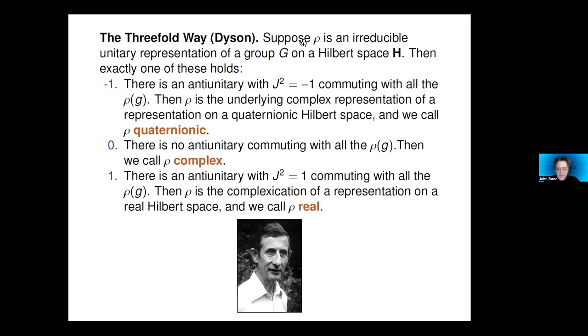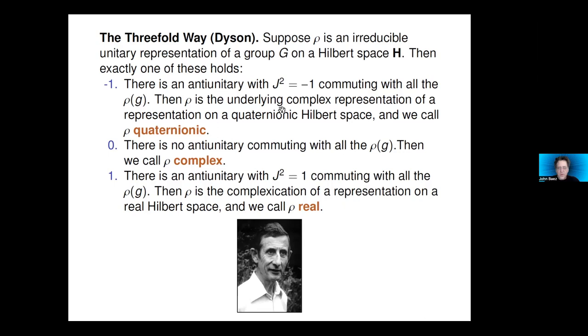So suppose rho is an irreducible unitary representation of a group G on the Hilbert space H, then there are three possibilities, which are mutually exclusive. So only one of these could be true, and one of them must be true. So there's either an anti-unitary operator with J squared equals negative one that commutes with all the rho g, or there's an anti-unitary operator with J squared equals one commuting with all the rho g, or there's no anti-unitary operator commuting with all the rho g. So the only thing you have to prove here really is that there can't be both an anti-unitary with J squared equals one and also an anti-unitary with J squared equals minus one commuting with them. That makes this then into a trichotomy.